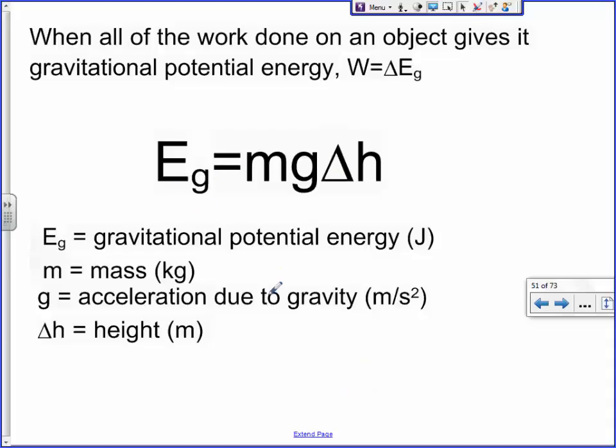So 3 variables. You need to know how heavy something is in kilograms. But that's a mass, not a weight. You need to know how fast it's going to accelerate due to gravity and how high it goes.